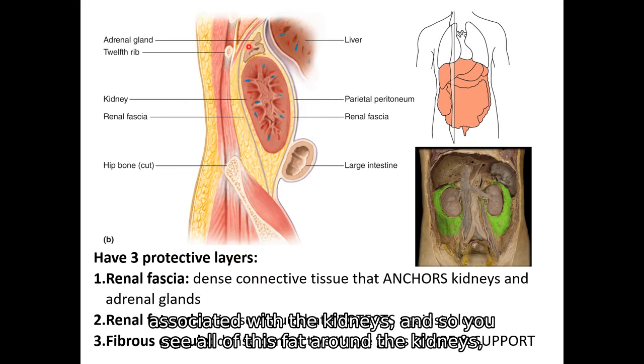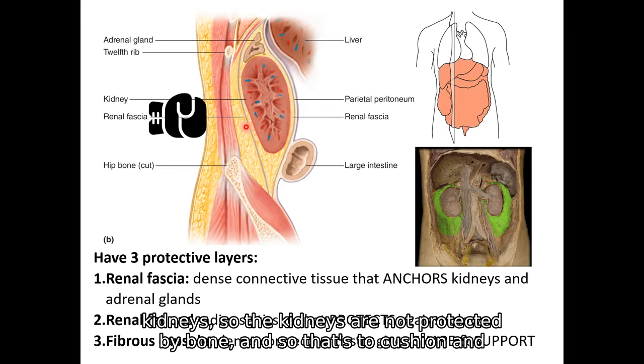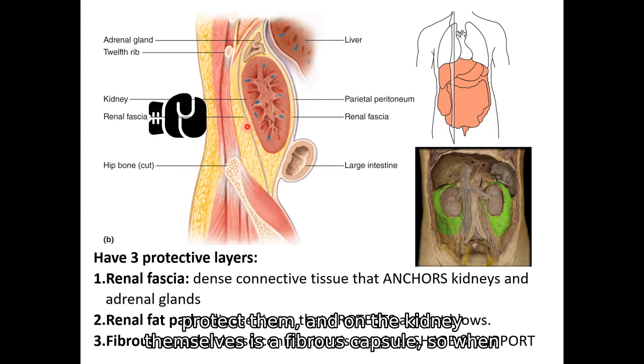And then we have a lot of fat associated with the kidneys. You see all of this fat around the kidneys, and that's called perirenal fat or renal fat pad. And that's to cushion the kidneys. So the kidneys are not protected by bone, and so that's to cushion and protect them.